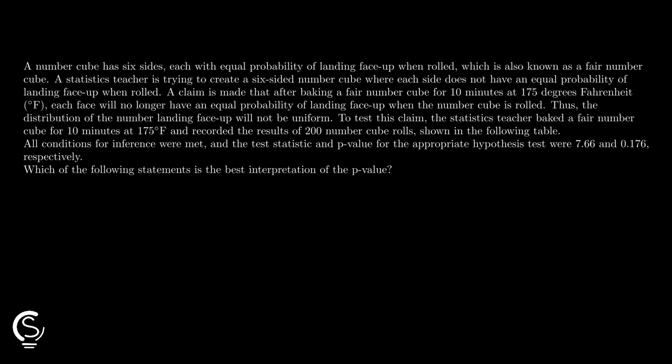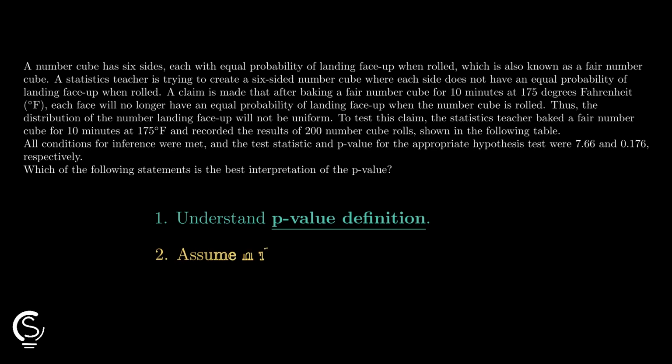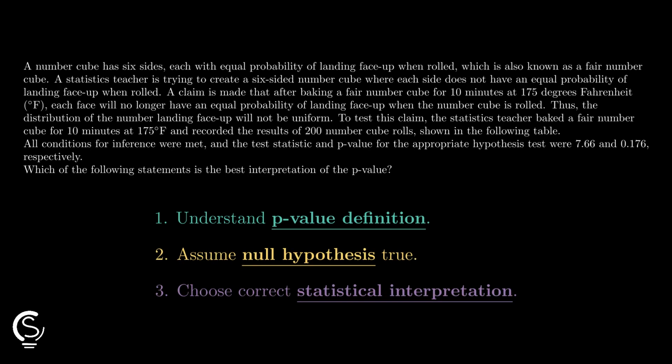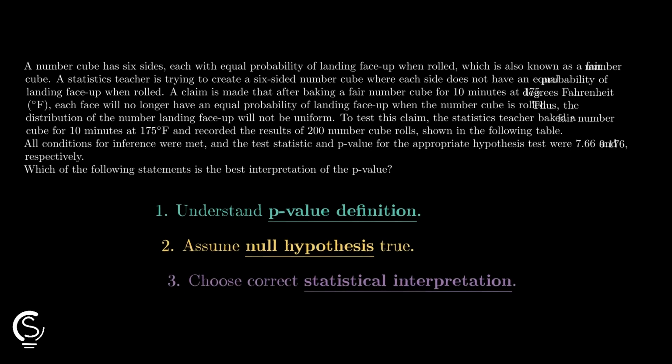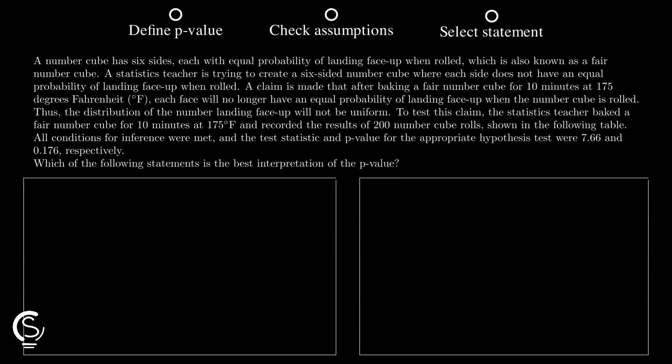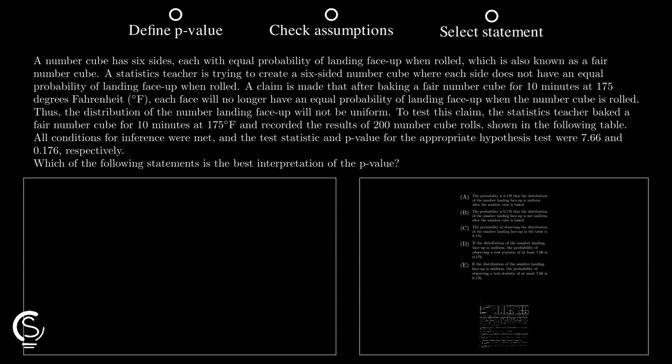Statistics problems often confuse students, but you can master the p-value definition in 60 seconds. Let us break down this tricky question with a quick method. First, identify the null hypothesis. We assume the number cube is fair, meaning the distribution of outcomes is uniform. The p-value is calculated based on this specific assumption being true.